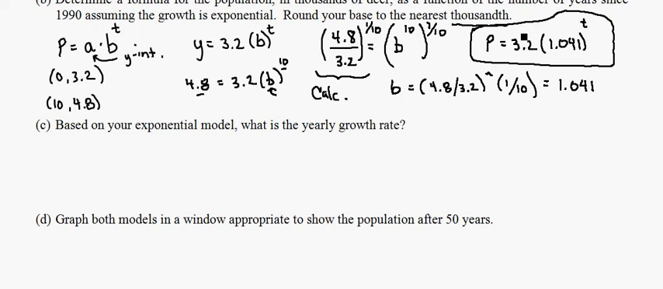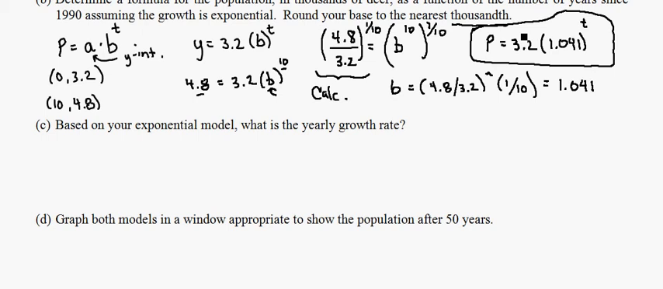There we go. All right, what's nice about having the exponential model now is that we can think about the percent yearly growth rate, and that's letter C. It says, based on your exponential model, what is the yearly growth rate? Pause the video for a moment and think about what, based on that equation that I just poorly circled, what would be the percent yearly growth rate? Are we getting 8.7%? What are we getting? Pause the video.